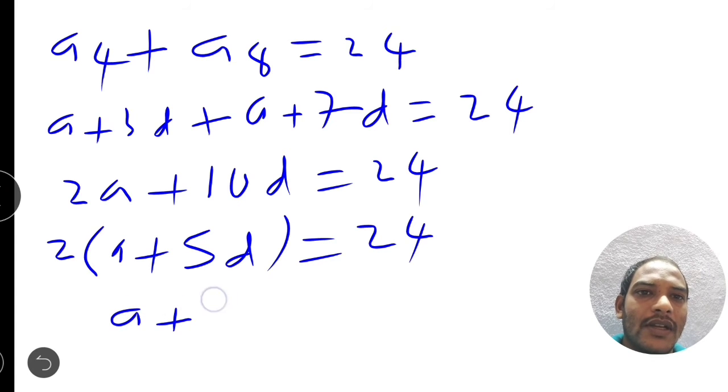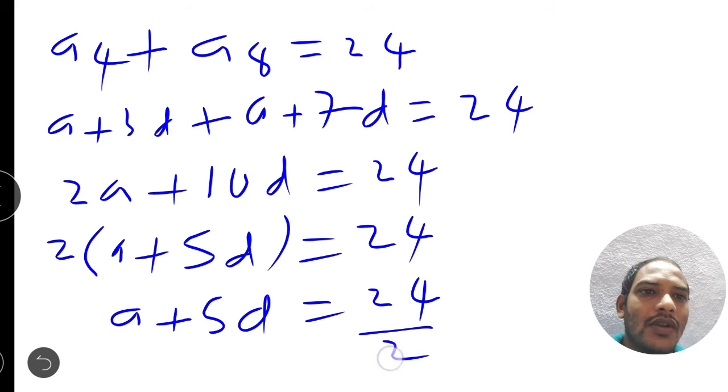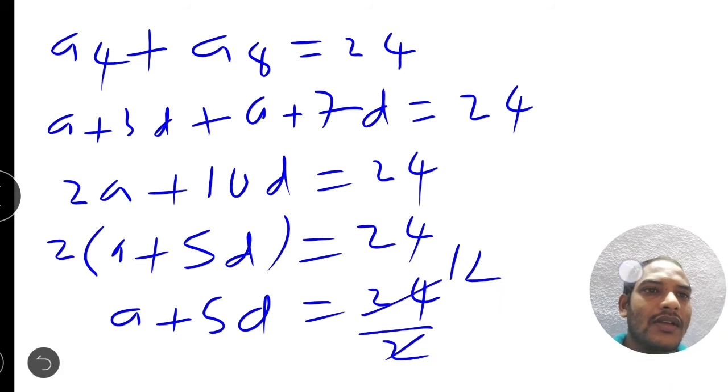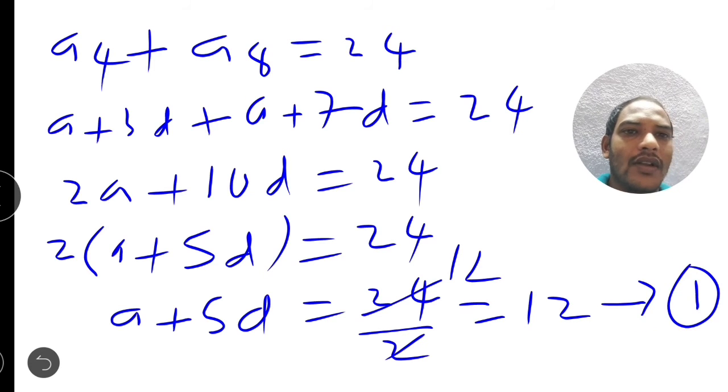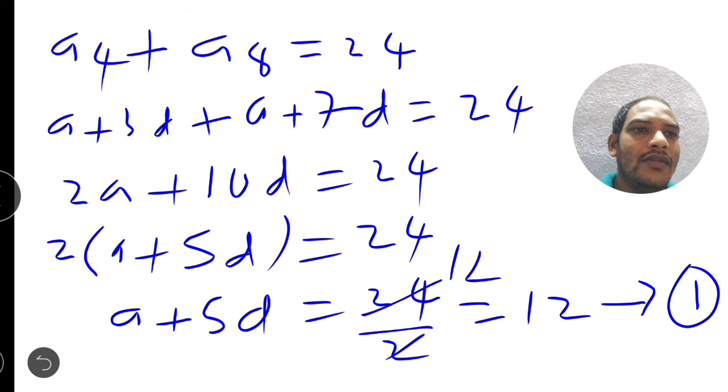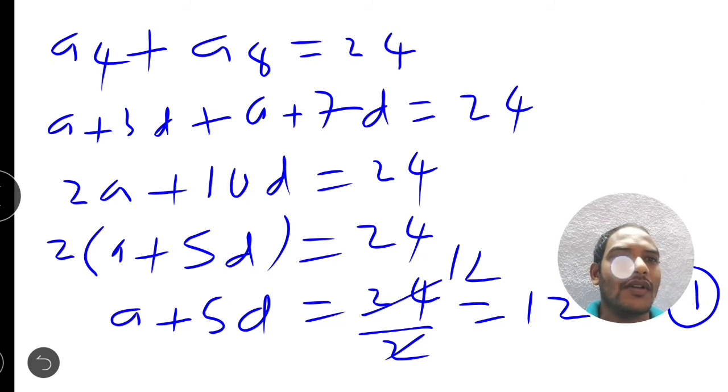So a plus 5d equals 24 divided by 2. 2 ones are 2, 2 twelves are 24. So it is equal to 12, equation 1. So a plus 5d equals 12 is equation 1.